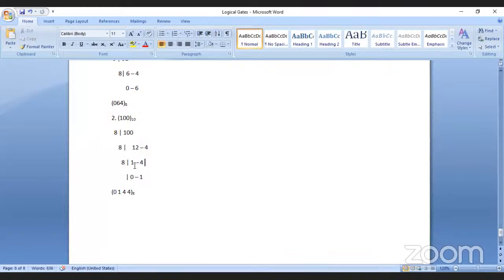Next step. 8 zeros are 0. 1 minus 0 is 1. Understand? So 1, 4, 4, base 8. In that way I have to calculate. Maurya sir asked whether we can stop till here. Yes, of course. Even if you proceed with the next step also, the same value will be obtained.